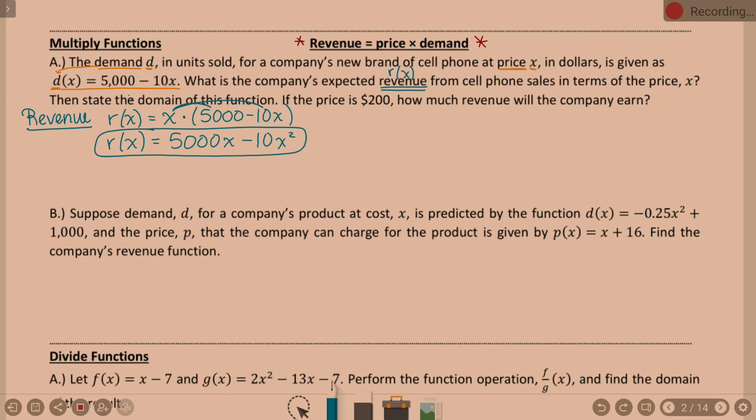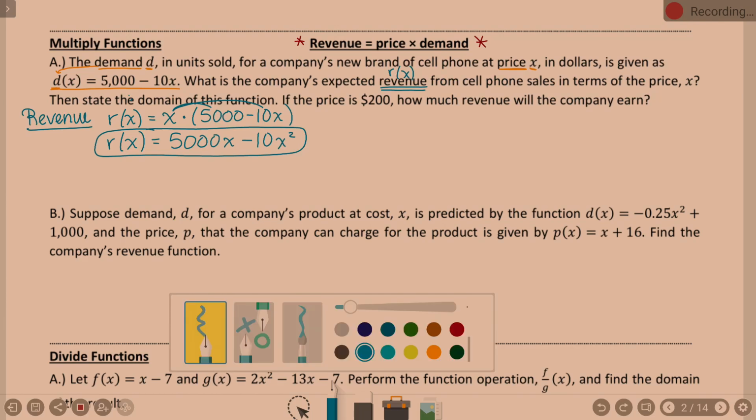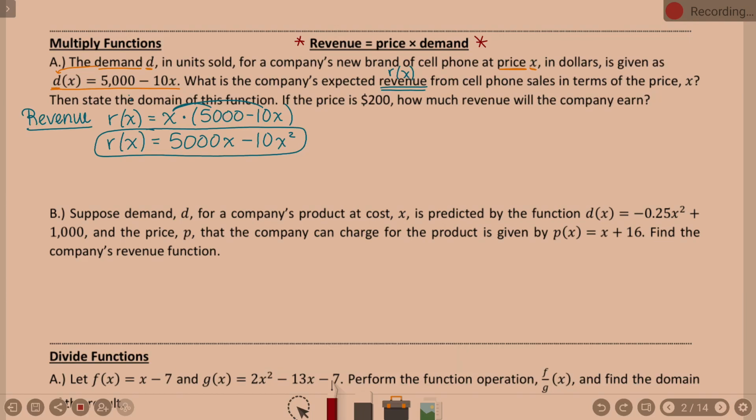Got it? Now, okay, next piece. I'll be honest, this is the trickiest piece. Then state the domain of this function.